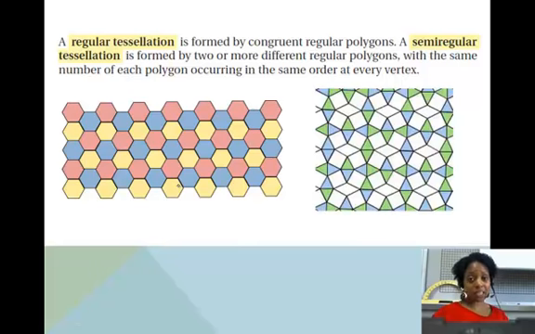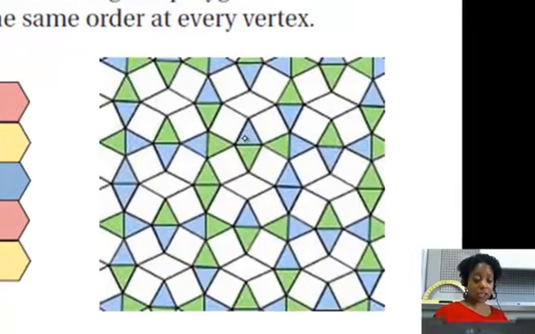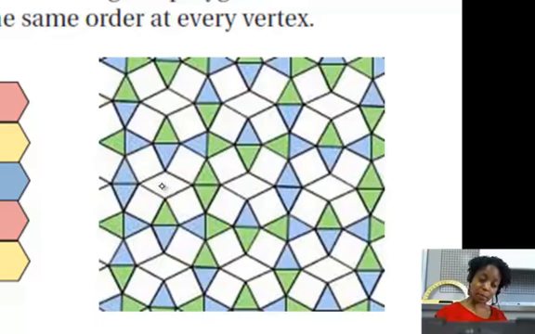Now, a semi-regular tessellation is formed by two or more different regular polygons. So the one here that is green, blue, and white is made of squares, it's made of equilateral triangles, and it's also made of, there was something else in here. Oh, there's a rhombus, I believe. Yep, there's a rhombus here, a rhombus here, a rhombus here.